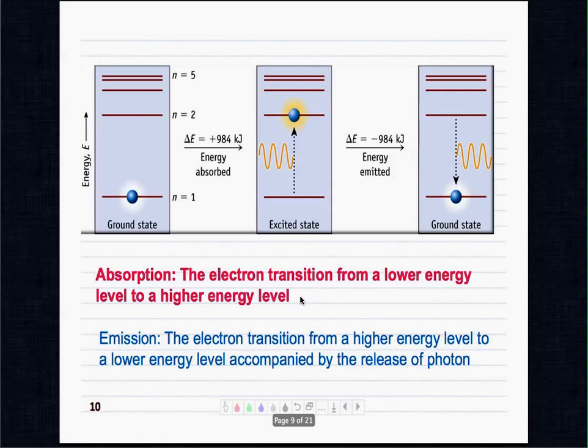Now, when the electron goes back from the higher energy level to the lower energy level, we call that emission, and it yields an emission of light. In this one, it absorbs energy, it's called absorption. In this case, when it goes from the higher energy levels to the lower energy levels, that's emission. So that's the definition of absorption and emission. Absorption is when the electron transits from a lower energy level to a higher energy level, and emission is when the electron transits from a higher energy level to a lower energy level.